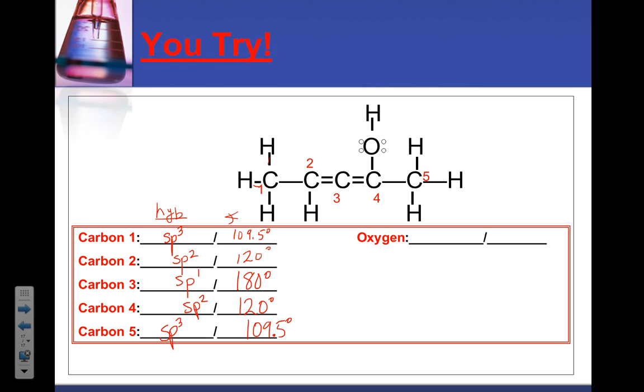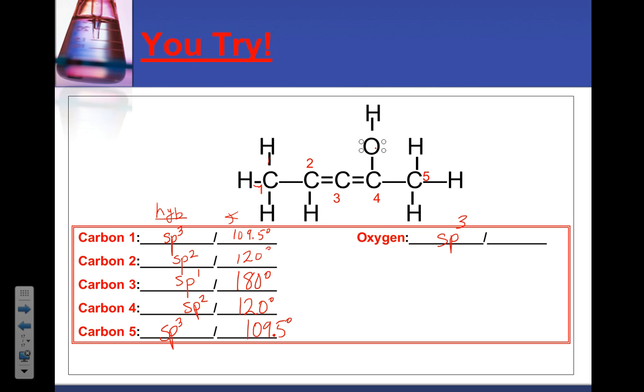And our last part of the molecule we want to look at is our oxygen. Now be careful here because there's lone pairs on both sides of the oxygen and the single bonds on both sides. So 1, 2, 3, 4 sides have something on it. Remember, you got to count those lone pairs.